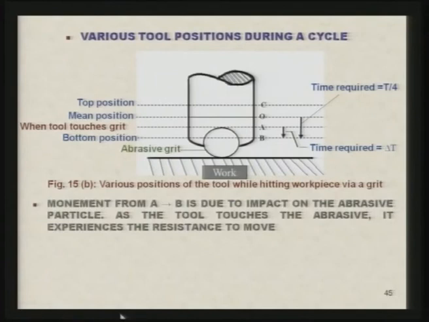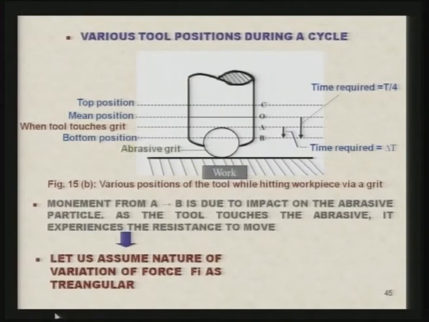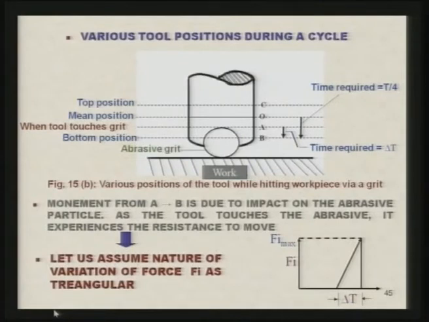The movement from A to B is due to impact on the abrasive particle. As the tool touches the abrasive, it experiences resistance to move. Let us assume the nature of variation of force Fi as triangular. So, you can see here Fi maximum is the maximum force which is experienced by the abrasive particle. Fi is the force and delta T, as I have mentioned earlier, is the period during which abrasive, tool and workpiece are in contact.